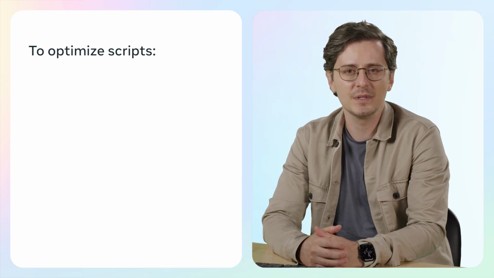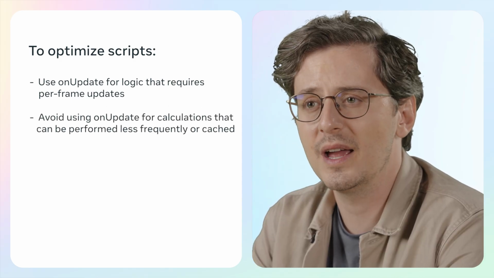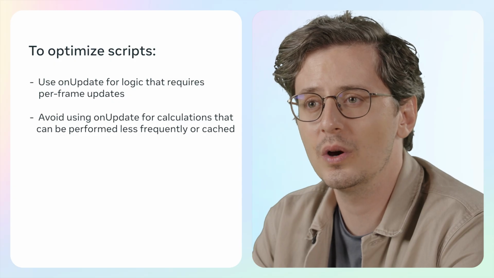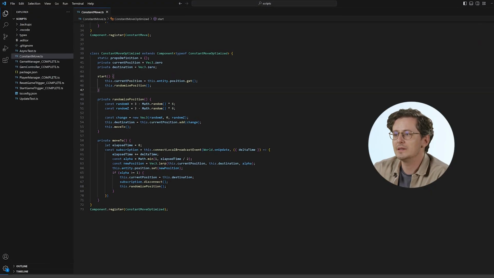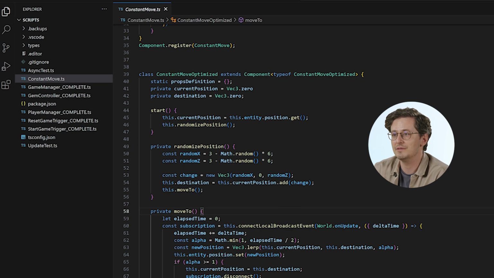To optimize your scripts, consider the following guidelines. Only use onUpdate for logic that requires per frame updates. Avoid using it for calculations that can be performed less frequently or cached for later use. So again, going back to our constant mover optimize script, we can see that until we call move to, we're not actually registering for the onUpdate function. Thus, we're not hitting that sort of performance cost of using onUpdate. It's only once we actually have logic that makes use of per frame calculations that we tie into onUpdate.